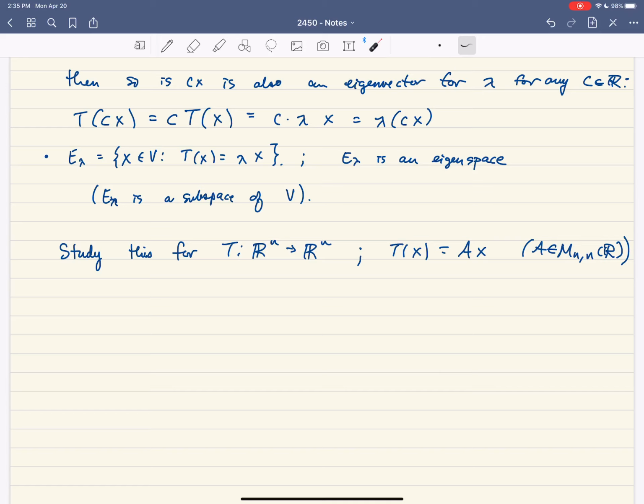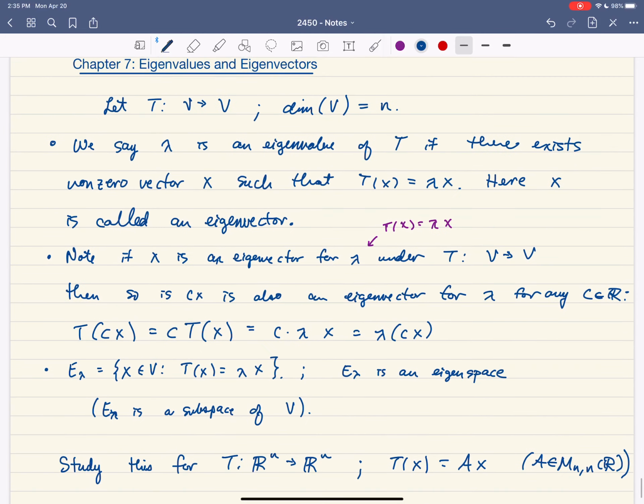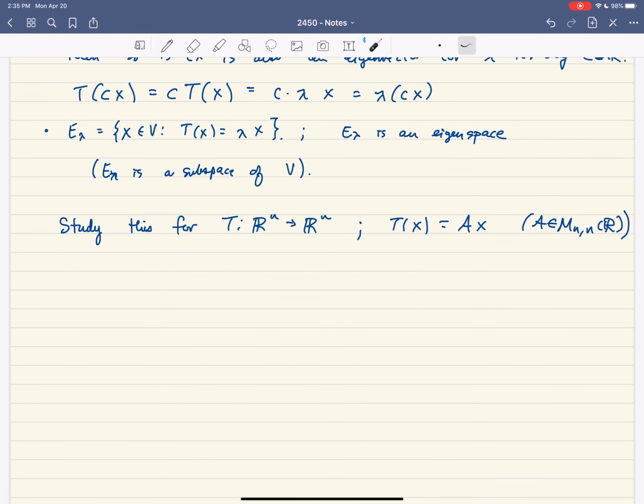Anyways, we're going to study eigenvalues and eigenvectors for these linear transformations. I want to describe this process, how we're going to go through it, how we're going to find them, and then we'll do some examples.